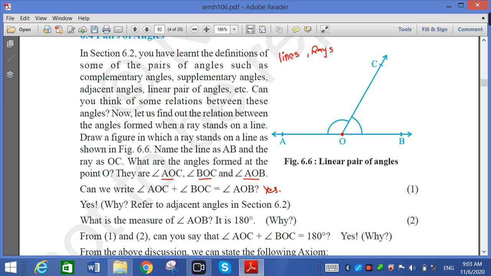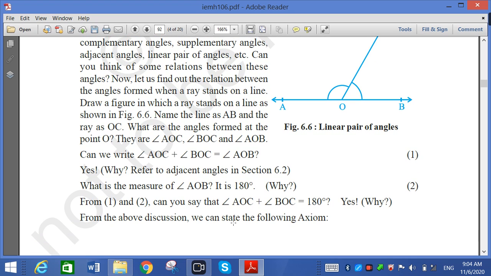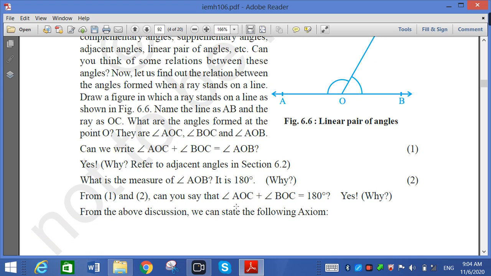Yes, refer to adjacent angle in section 6.2. What is the measure of AOB? It is always 180. Why? Because it is a linear pair. What is it? It is a linear pair. So always remember that AOC plus BOC is equal to 180. We can say linear pair.